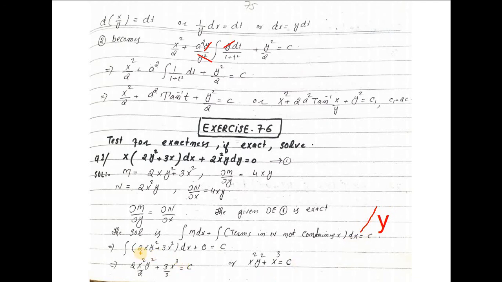Now integration of 2x y square with respect to x is 2x square y square over 2 plus integration of 3x square is 3x cube over 3 is equal to c. This 0 is because we have no term in n which is free of x. We have to take that term from n which do not have x. Since it has only one term having x, so we will ignore every term of n. So here is 0. Now this is the general solution.